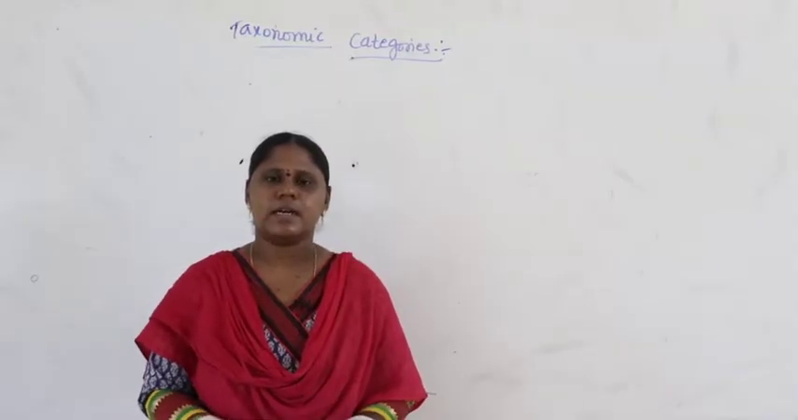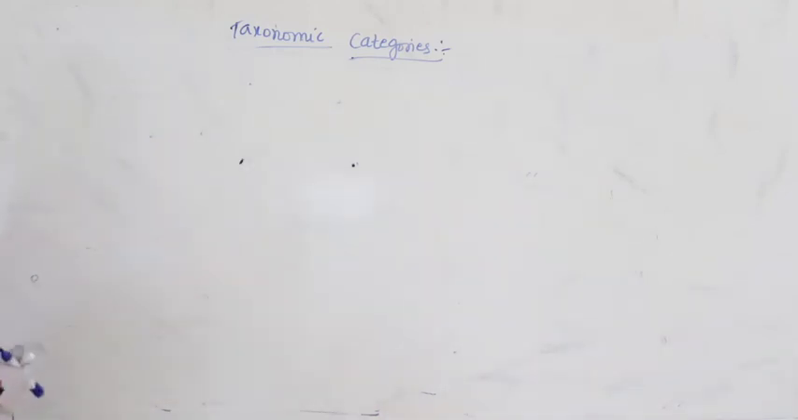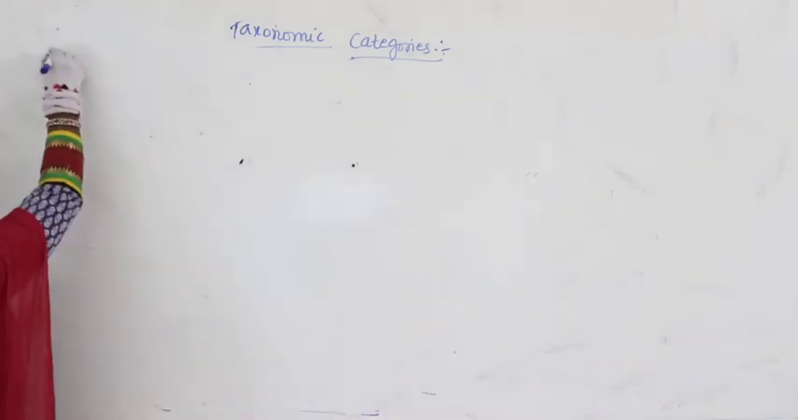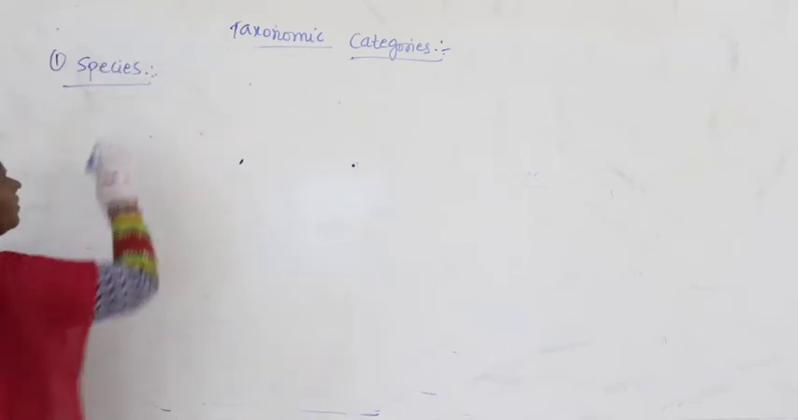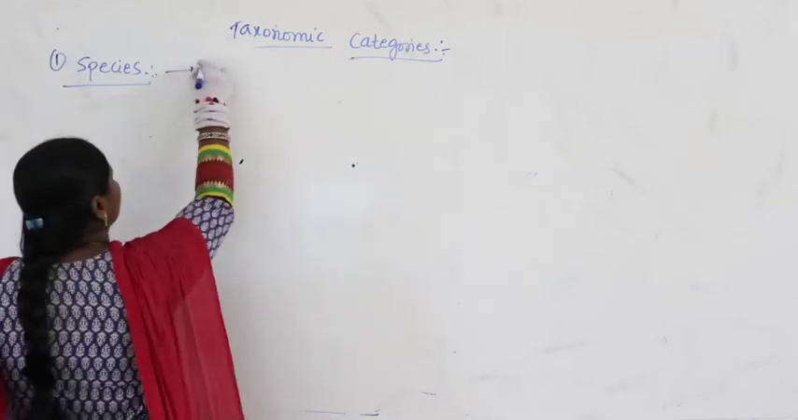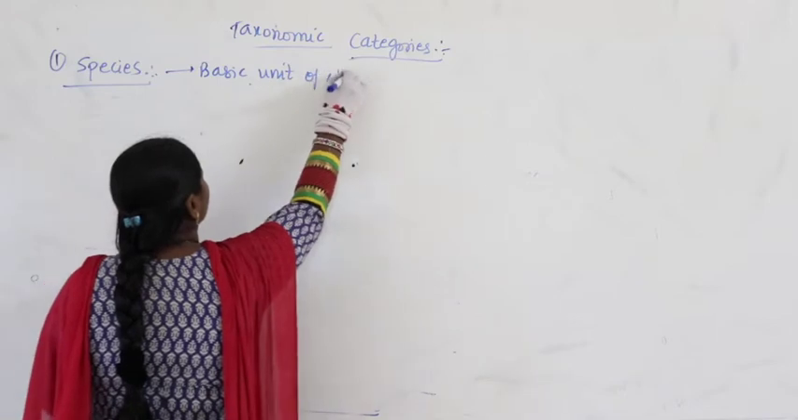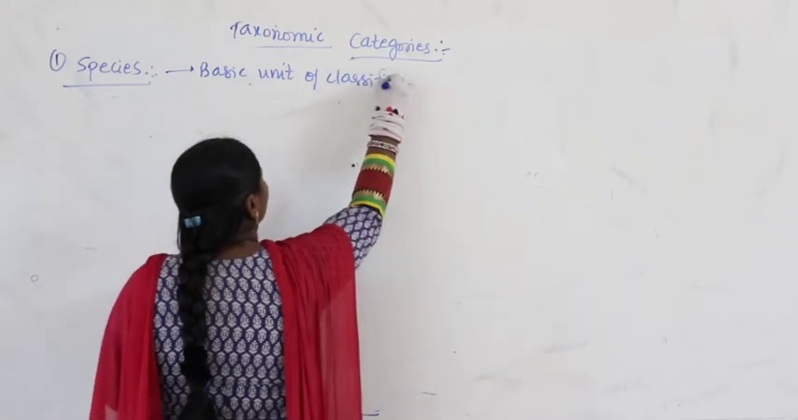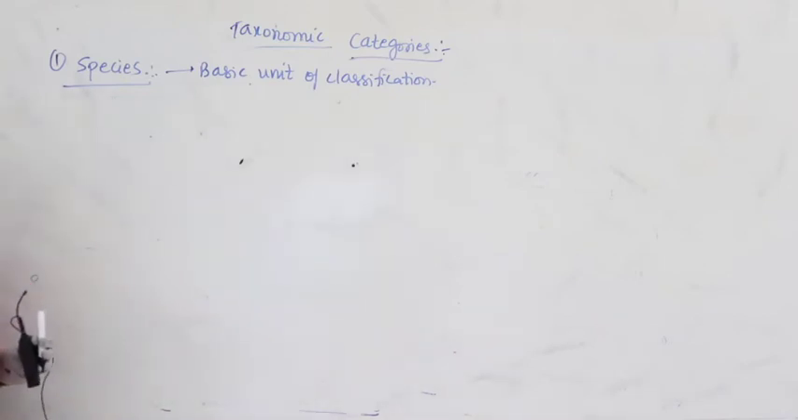Hello students, let us continue with the taxonomic categories here. Now in taxonomic categories, what is the very first one we have to discuss about? The first one is nothing but species. So what is a species? What are the things to remember? A basic unit of classification. Very important. Basic unit of classification.